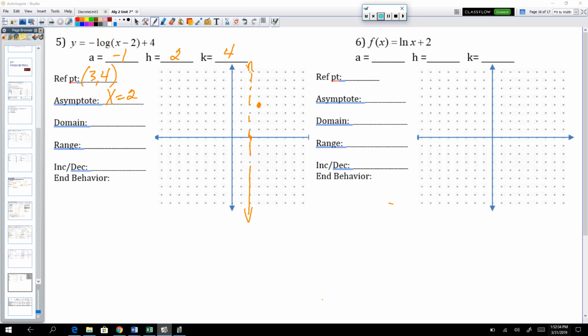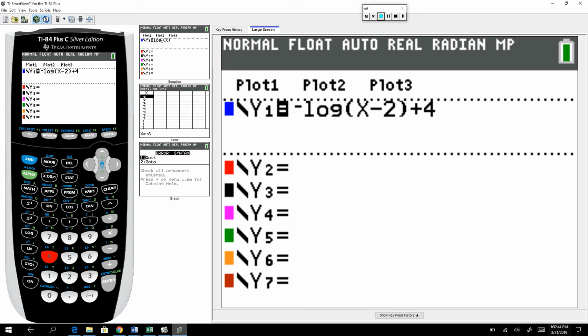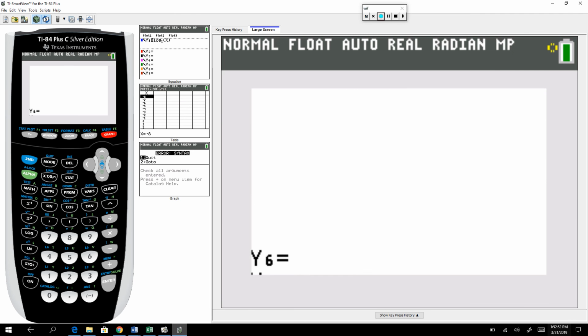Let's take a look at what this does look like on the graph so you can see. Negative log of x minus 2 plus 4. Now notice that we didn't have a specific base on there, so we are assuming the home button version, which is base 10. So when we type it into y equals, this is what it looks like. Don't forget, the calculator is going to cut it off errantly. It does not actually look like that, but let's look at the graph.